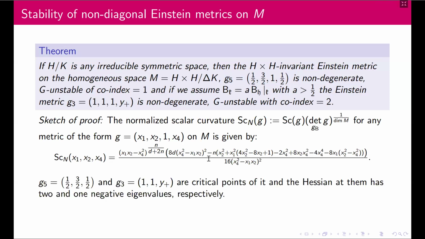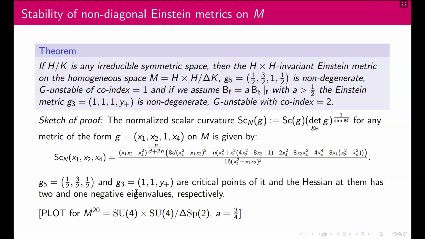And we have that these are critical points of it, and we studied the Hessian at them. So in the case of G5, it has 2 negative eigenvalues, and in the case of G3, it has only 1. So that's why we can prove the G unstability with its respective coindexes.